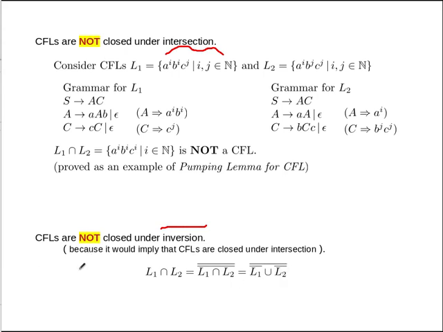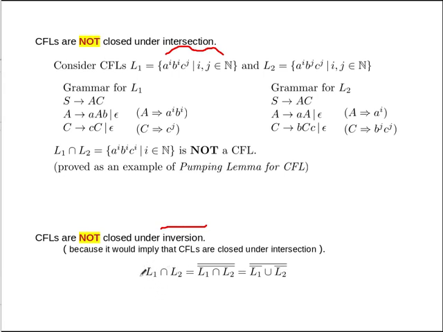Now if CFLs are closed under inversion, then since L1 is a CFL, L1 bar is a CFL, and since L2 is a CFL, L2 bar will be a CFL if it is closed under inversion. Then their union will also be a CFL, and their inversion will also be a CFL if CFLs are closed under inversion. So then this whole thing will also be a CFL for any CFL L1 and L2.